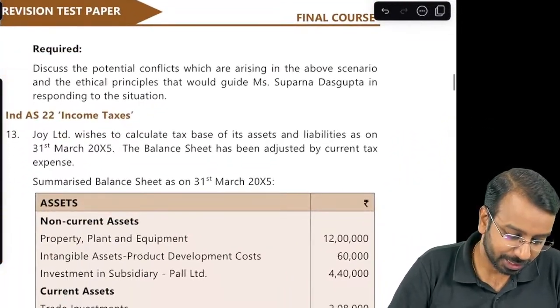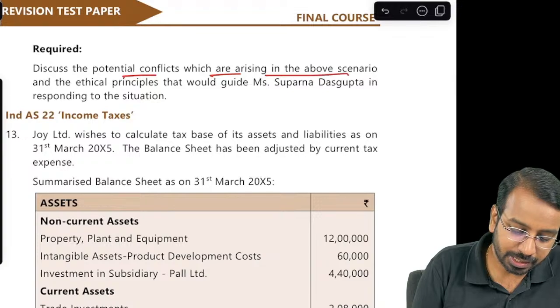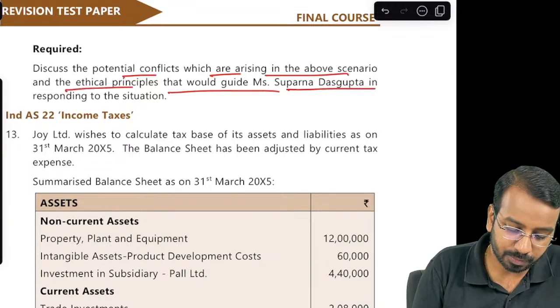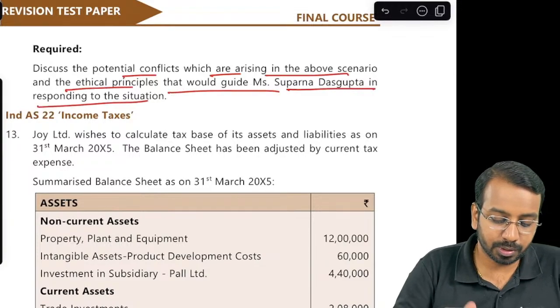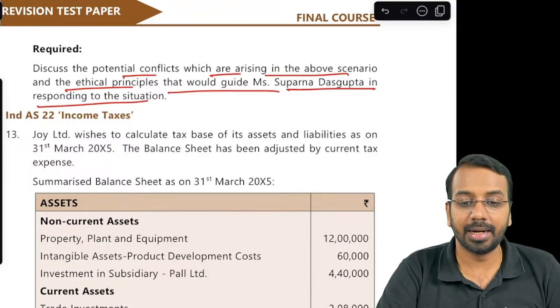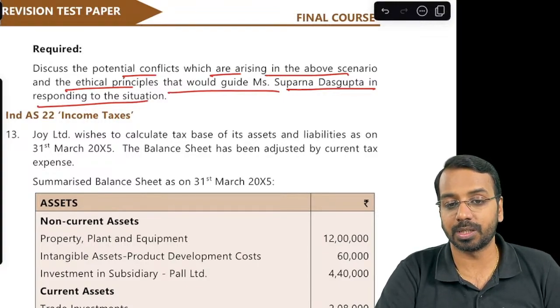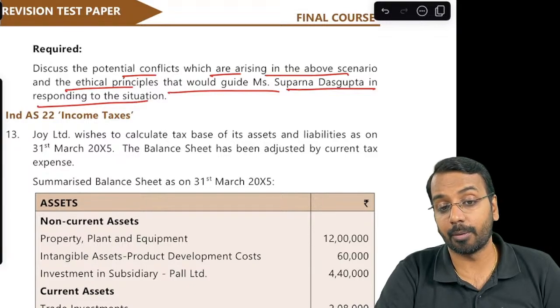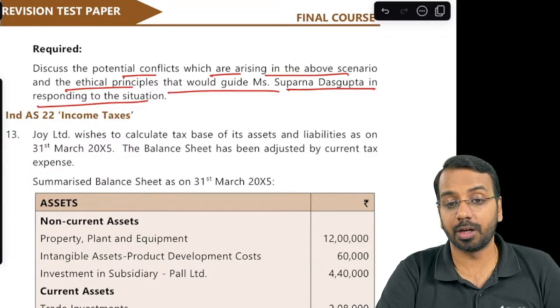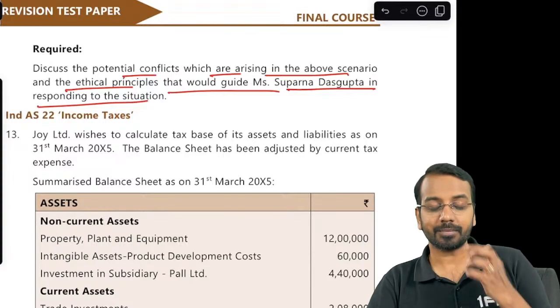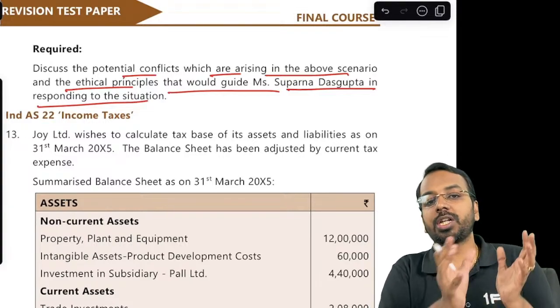Okay. Discuss the potential conflicts which are arising in the above scenario and the ethical principles that Ms. Suparna Dasgupta should follow in responding to this current situation. Now we are talking about whom? We are talking about a chartered accountant. Now here, the first thing that we have to understand in this given scenario is what is the technical context? What is wrong here?